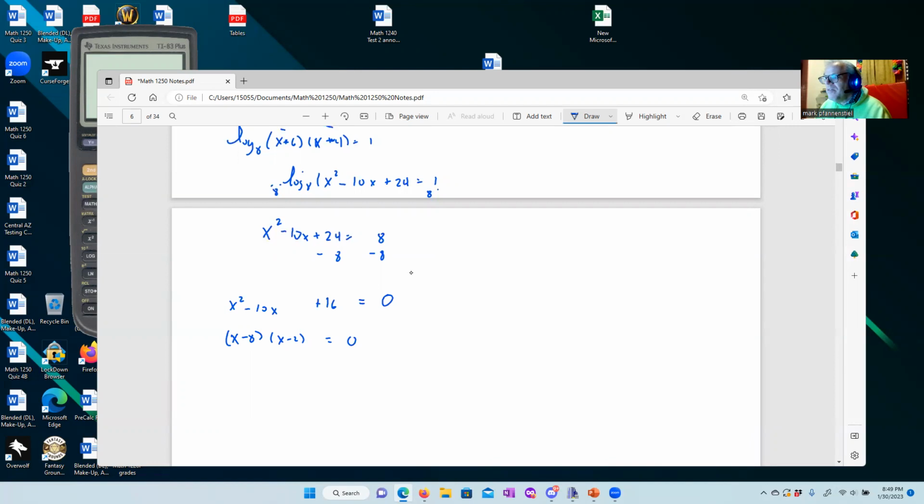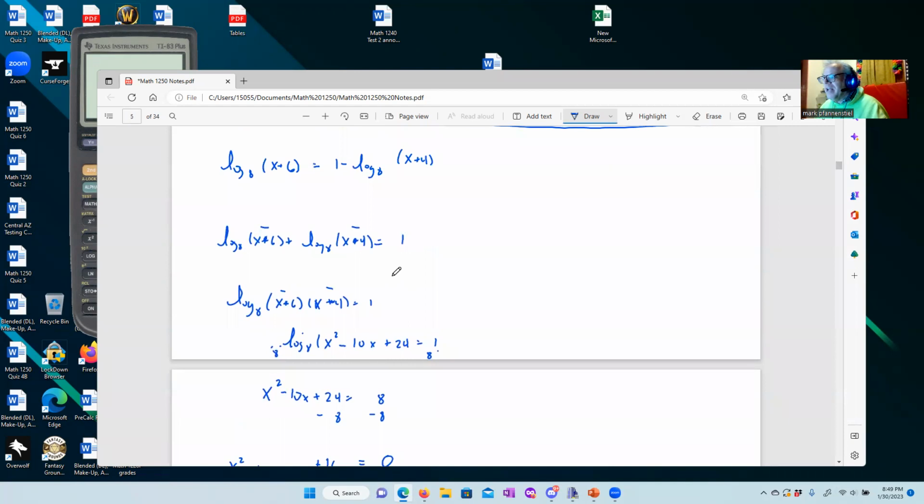Now, before I go off too much further, right? Oh no, we're not. Yeah, we are. We're here. We did the logarithm, we unlogified, we're good. We're just solving this. So we have x minus 8 equals 0 and x minus 2 equals 0. So we have x is equal to 8, and x is equal to 2.